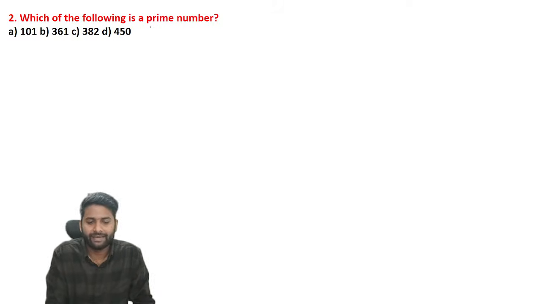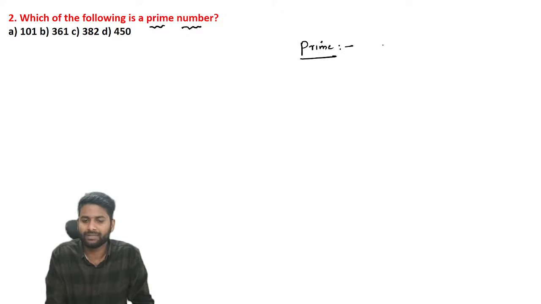Which of the following is the prime number? As you know, remember that a prime number has exactly two factors. If you take any number, there are only exactly two factors. Those two factors are 1 and itself.